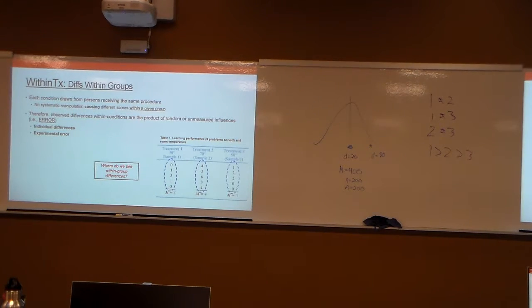Are people kind of seeing where we're getting between group variability, what that means, how we're interpreting that, and within group variability and how we're treating that stuff?